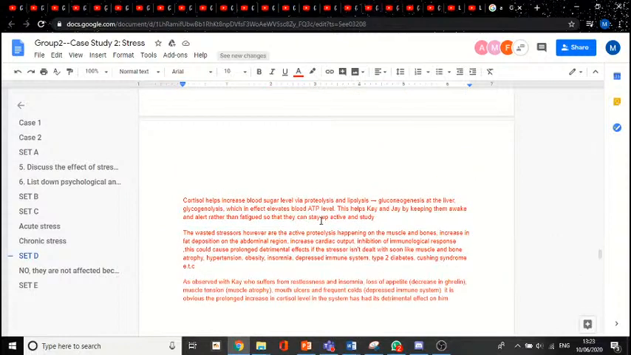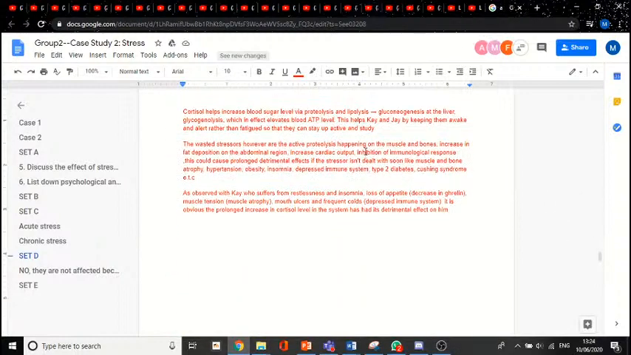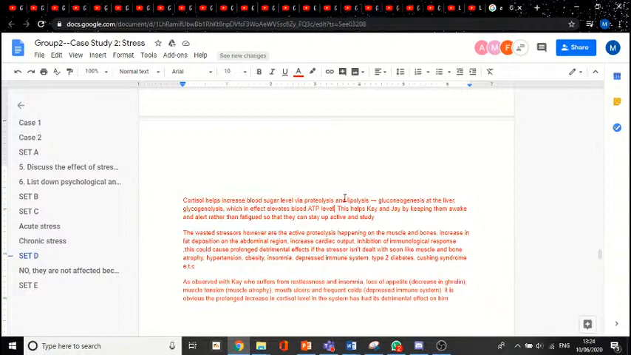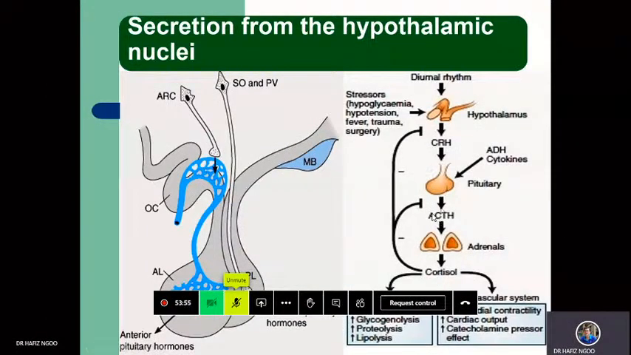Question 15, we look at the magnocellular fiber. This is going to release hormones in the posterior pituitary gland, whereas the parvocellular nuclei secrete into the primary capillary network to go to the anterior pituitary. So this one basically releases CRH. CRH is released by the hypothalamus, and it affects the pituitary gland to release ACTH, which then affects the adrenal gland to produce cortisol.